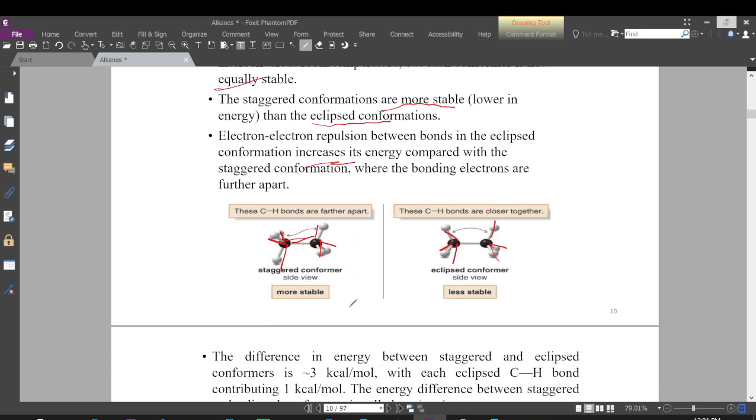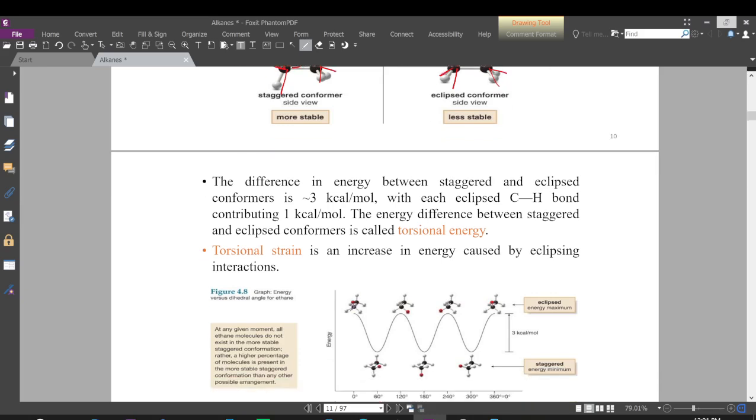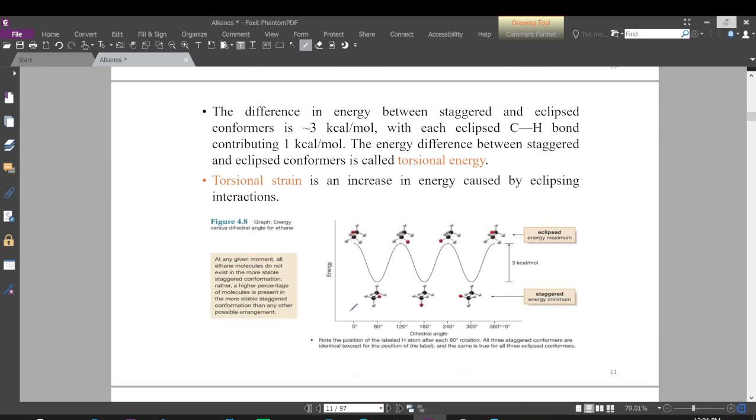This is very important. So what is the energy difference between the staggered and eclipsed conformations? It is about 3 kilocalories per mole, with each eclipsed carbon-hydrogen bond contributing 1 kilocalorie per mole. Here we see there are three carbon-hydrogen bonds, so each contributes 1 kilocalorie per mole, and the total energy in the conformation is equal to 3 kilocalories per mole.